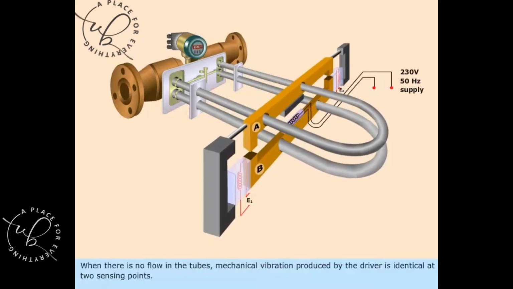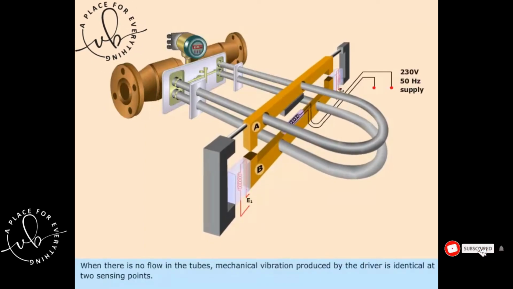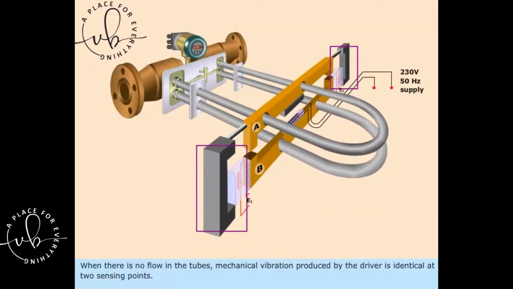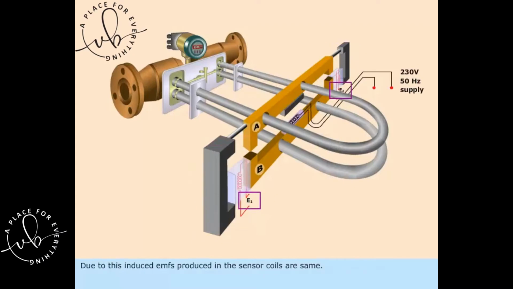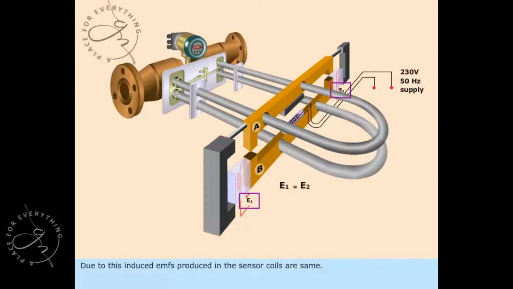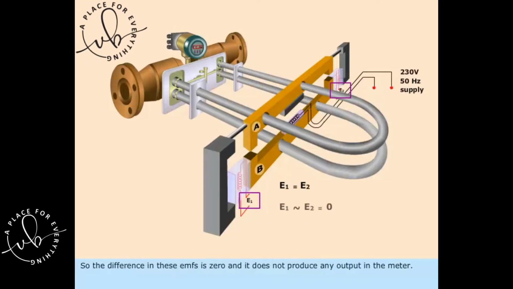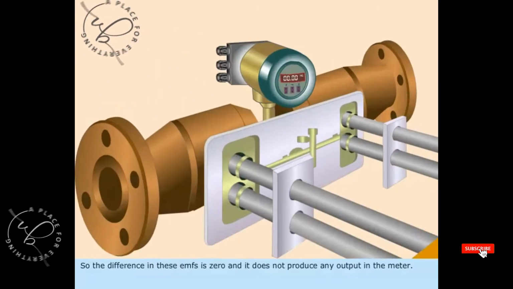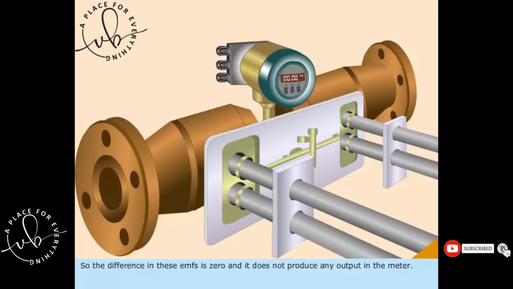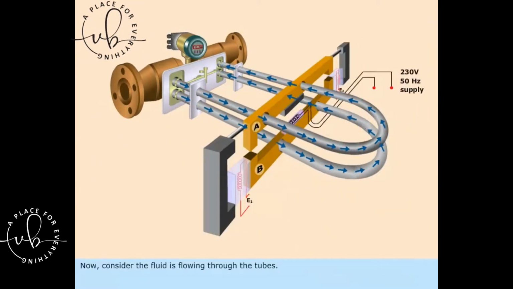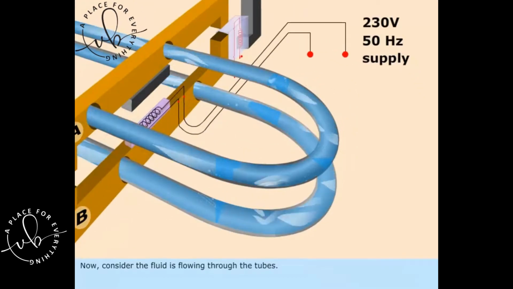When there is no flow in the tubes, the mechanical vibration produced by the driver is identical at the two sensing points. Due to this, the induced EMFs produced in the sensor coils are the same. So, the difference in these EMFs is zero, and it does not produce any output in the meter. Now, consider the fluid is flowing through the tubes.